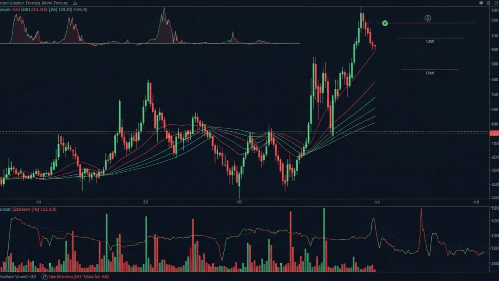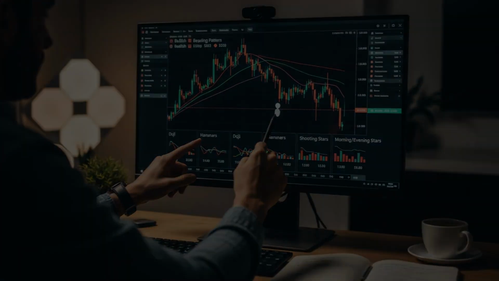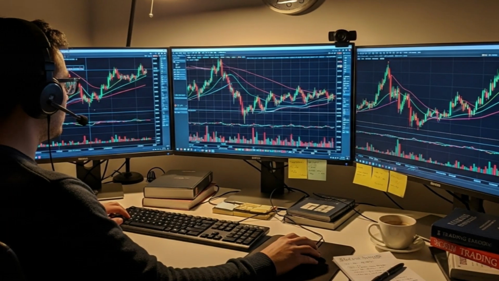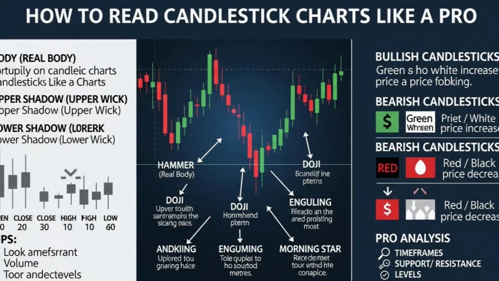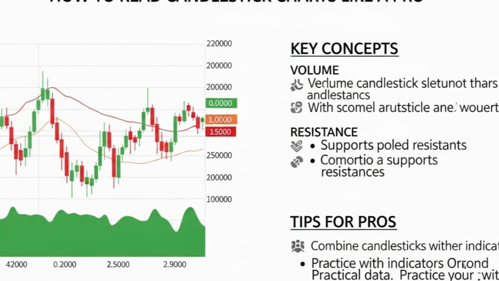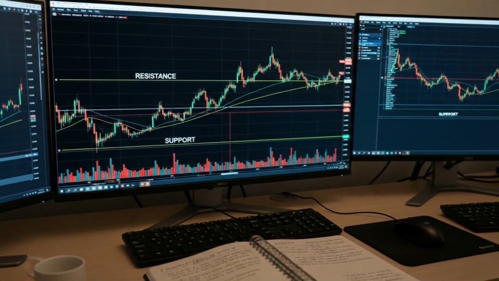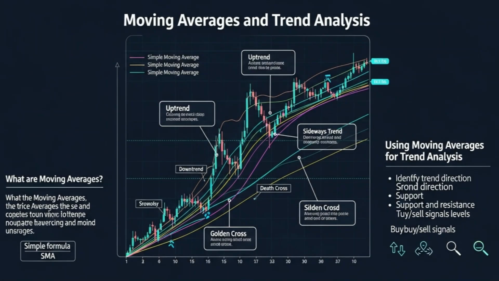But more powerful than single candles are candlestick patterns, 2 or 3 candles that form reliable signals, such as engulfing patterns, morning stars, evening stars, and pin bars. These patterns become more effective when they form at key support or resistance levels. Speaking of which, let's talk about support and resistance, the foundation of price action trading.